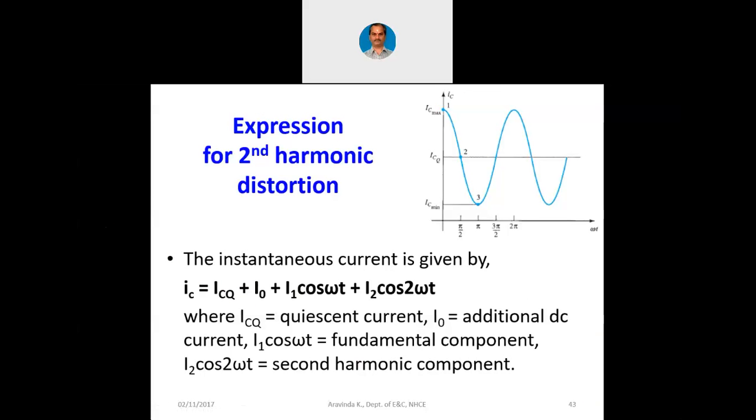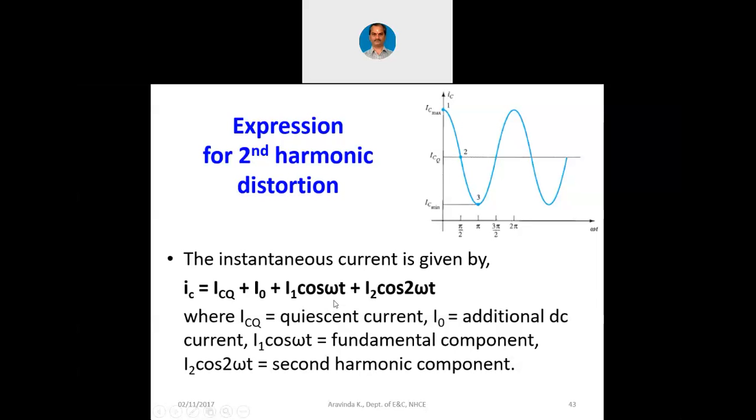There is an expression for the second harmonic distortion. The instantaneous current is given by iC, small ic, is equal to ICQ, the quiescent DC current, plus I0 plus I1 cos omega t plus I2 cos 2 omega t. You can see ICQ is the quiescent current. I0 is the additional DC current that is present, maybe due to some circuit limitations. And I1 cos omega t is the fundamental component.